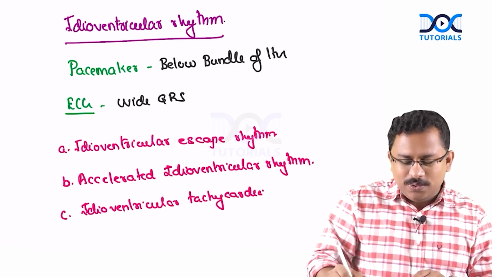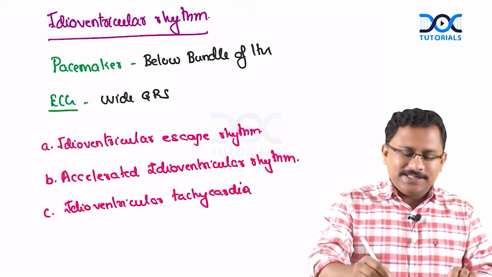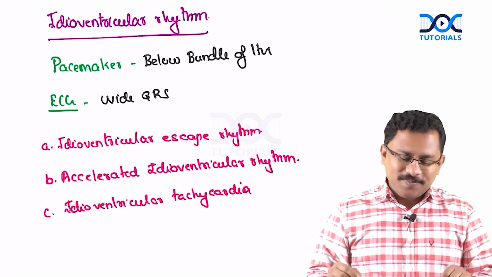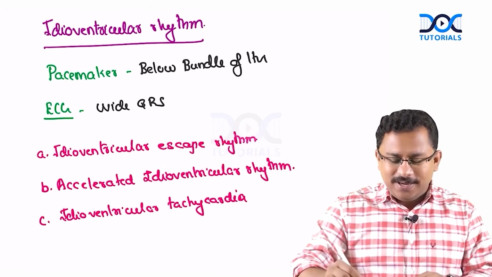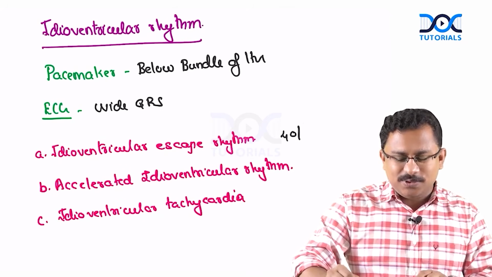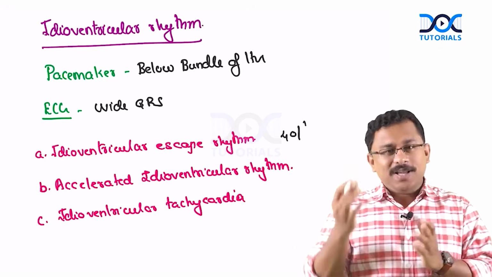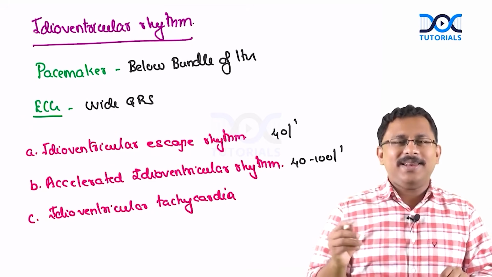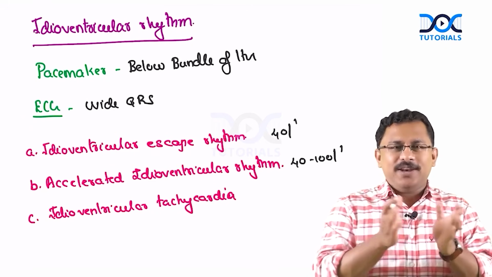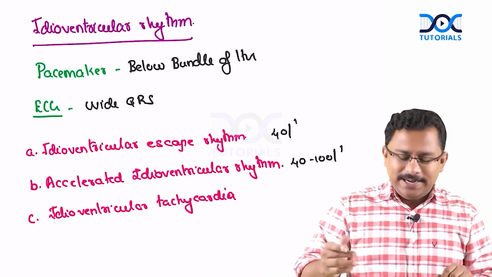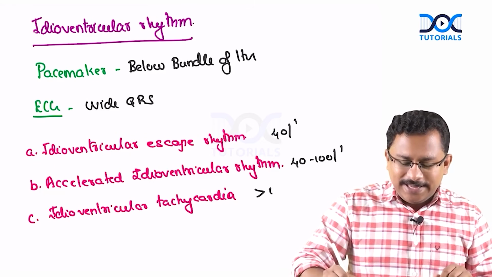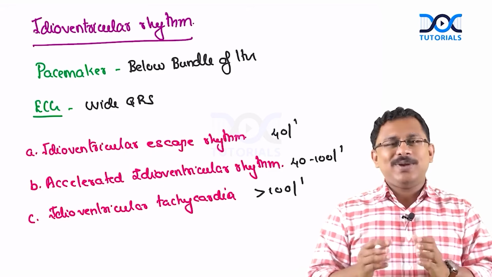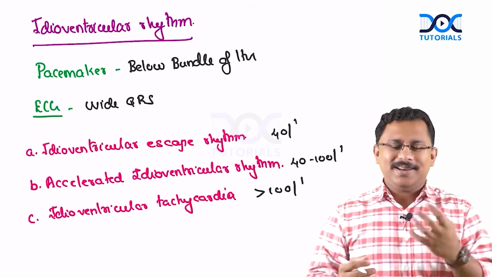So here also the basis for such a classification is the rate of depolarization. In case of idioventricular escape rhythm, the heart rate is a maximum of around 40 per minute. Accelerated idioventricular rhythm is 40 to 100 per minute. In some books you might see 50 to 100 per minute, so roughly in that range. And idioventricular tachycardia means more than 100 per minute. So this is how you will subdivide the idioventricular rhythm.